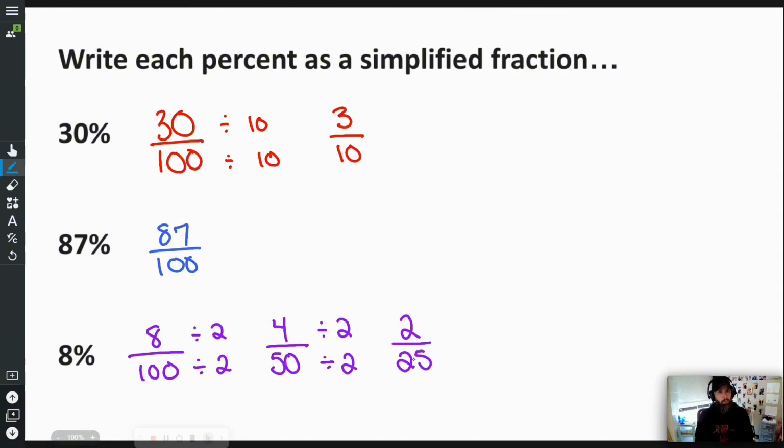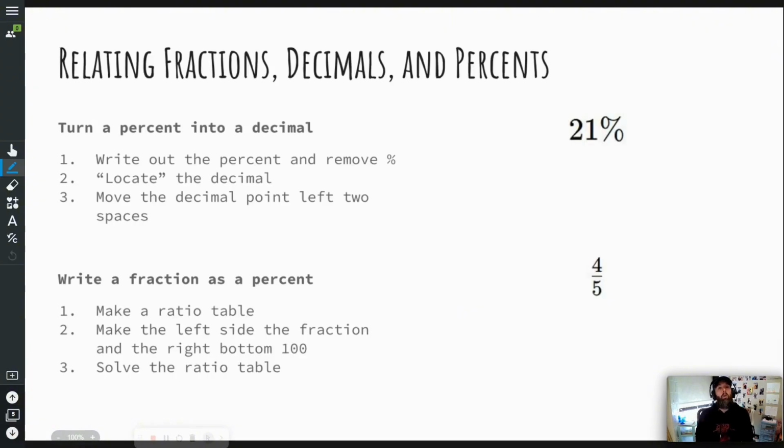Now I can't go any further. So I divided twice. No big deal. I could have divided by 4 at the very beginning, but that's all right. It only took a few extra seconds. I ended up with 2 out of 25 as my final answer. Now, what we're going to be looking at today is doing two major things. We're going to turn percents into decimals, which is very easy to do, and we're going to turn fractions into percents, which is a little bit more challenging.